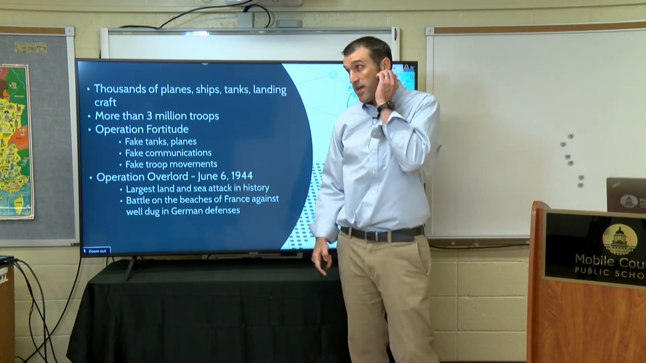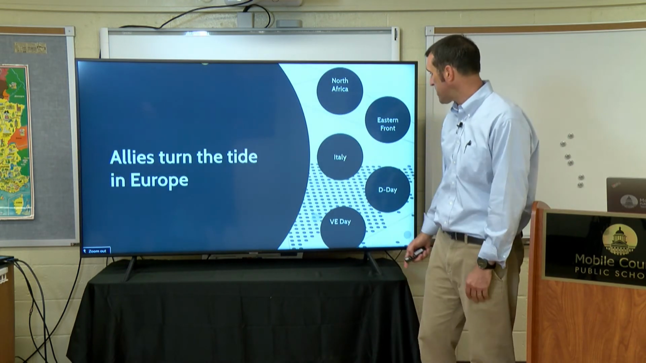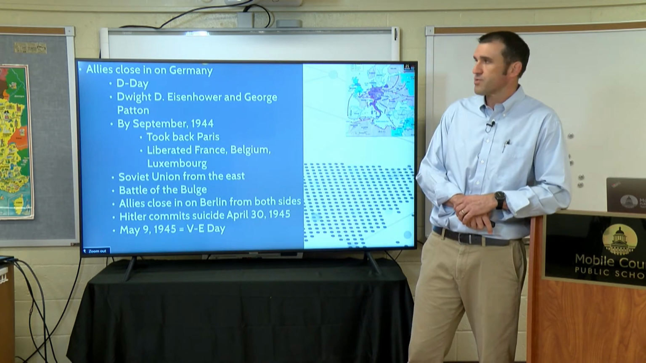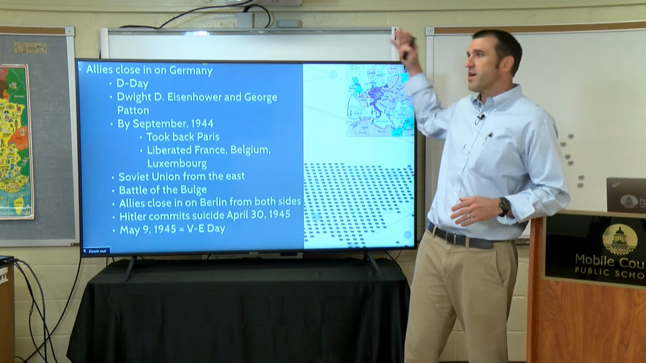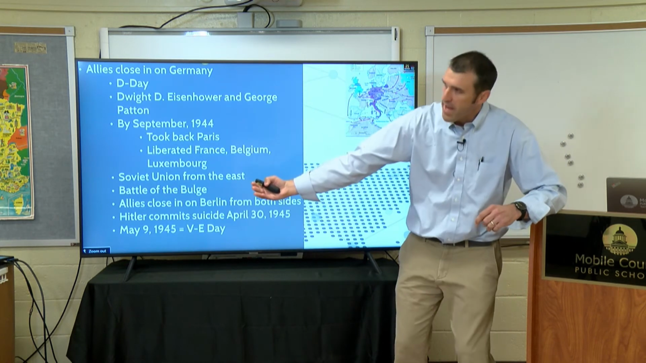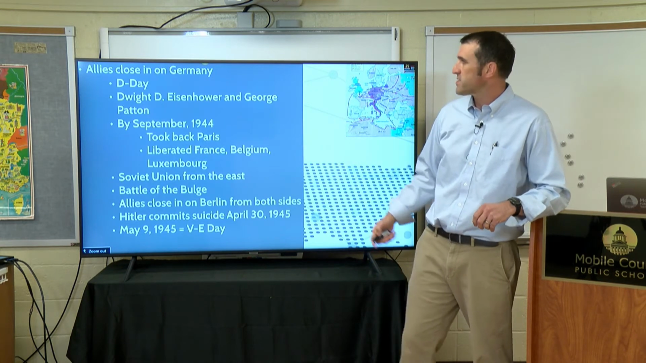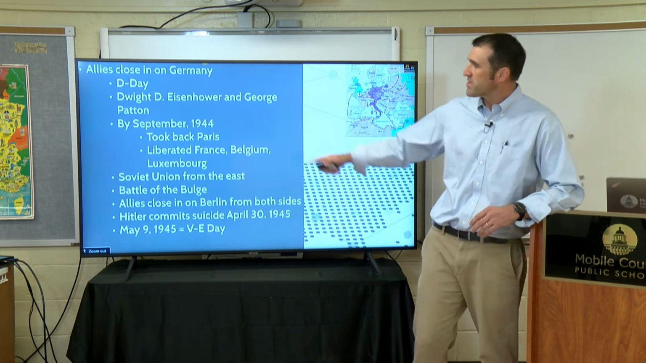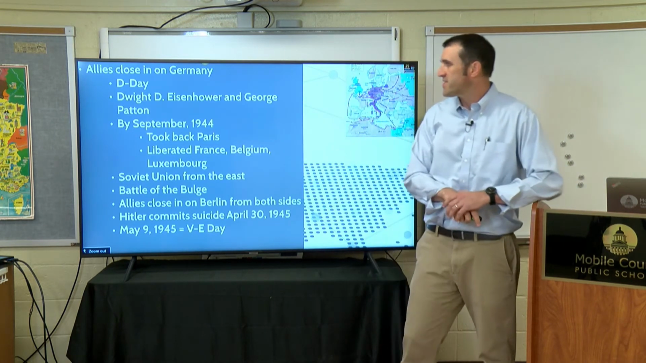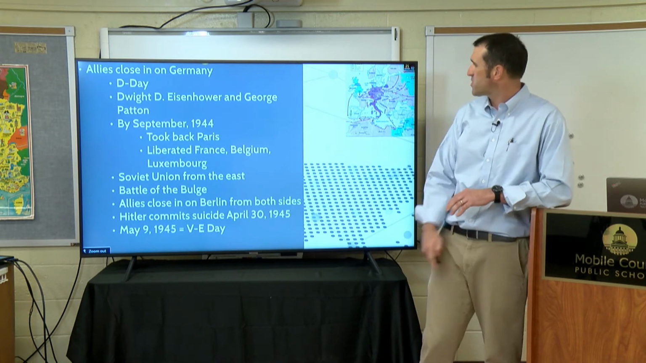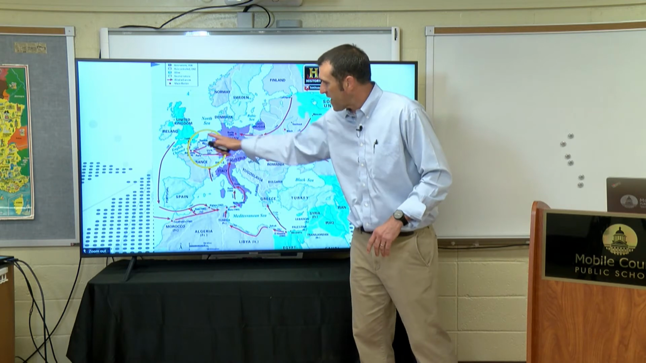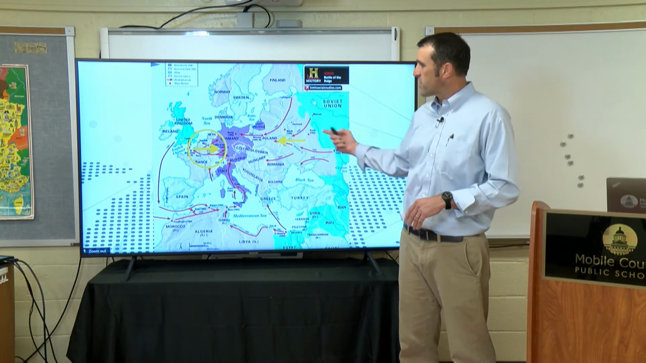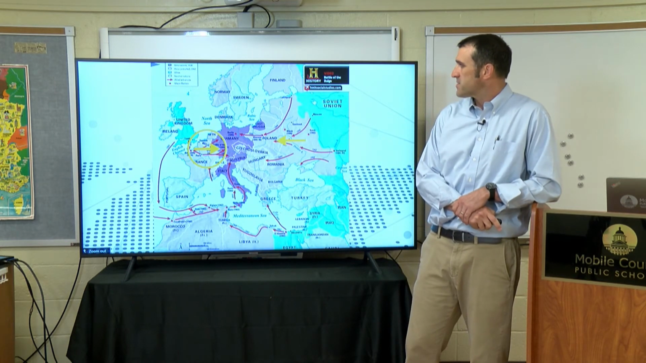So now we've got Allies pushing back on all fronts. So let's see how it finally ended. Allies begin to close in on Germany. We know from Italy that way, from the Soviet Union, now from the beaches of France. Led by Eisenhower and Patton, they begin to push Germany on all sides. By September of 1944, they had taken back the city of Paris, liberated France, Belgium, and Luxembourg itself. The Allies had taken back almost all of that area. And they pushed this way as the Soviet Union began to push in from the east.